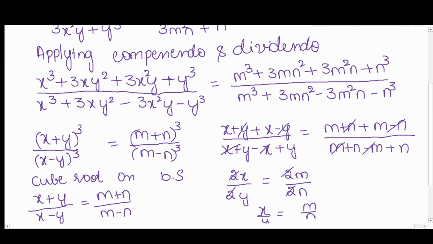So what we need to prove in the question we have seen. In the question it's written that we need to prove nx is equal to my. Now let's cross multiply this. On cross multiplying I get nx is equal to my, and this is what we need to prove, and we have proved this.